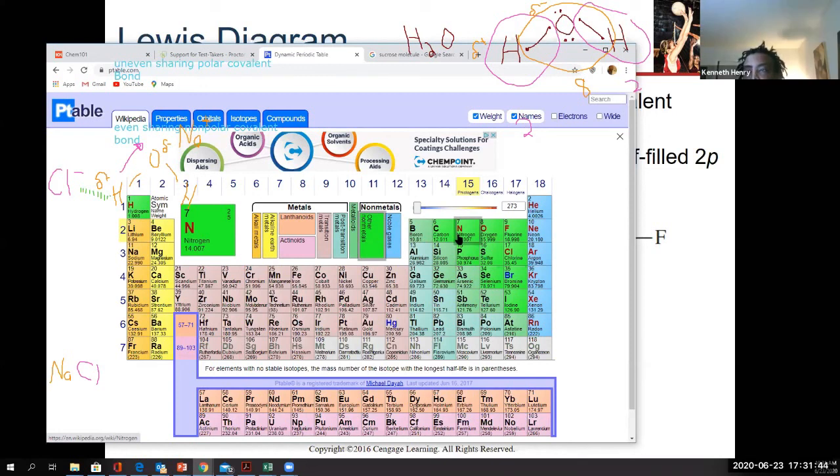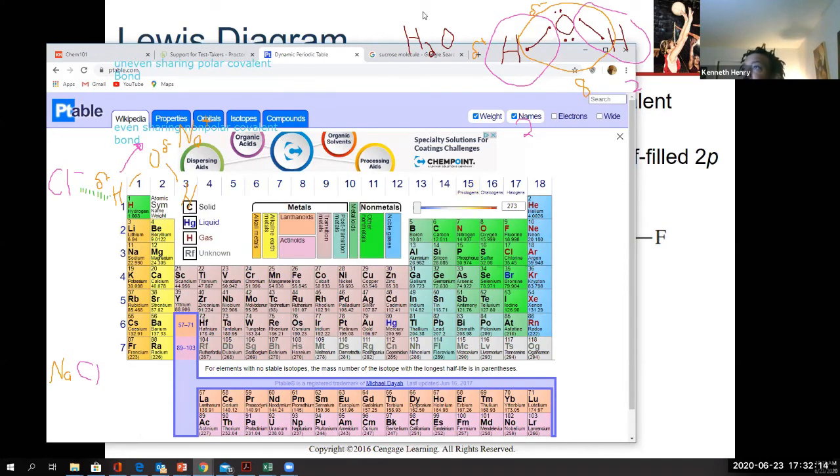So covalent bonds are what? What is the definition of a covalent bond? Nonmetals. They share electrons. And then the definition of an ionic bond? Are they sharing? No, it's give and take. So ionic is going to be give and take, and covalent is sharing. So that's the basic idea.